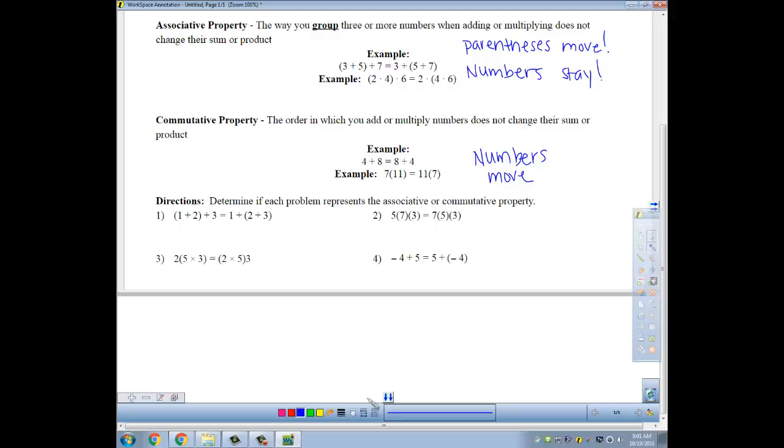The first one, 1 plus 2 plus 3 equals 1 plus 2 plus 3. The numbers stay in the same spots. The parentheses moved, so that is the associative. Remember to not abbreviate. I want you to write out the whole word.